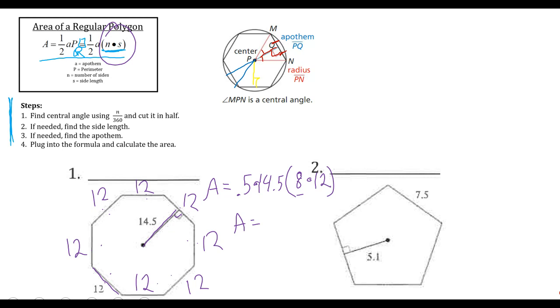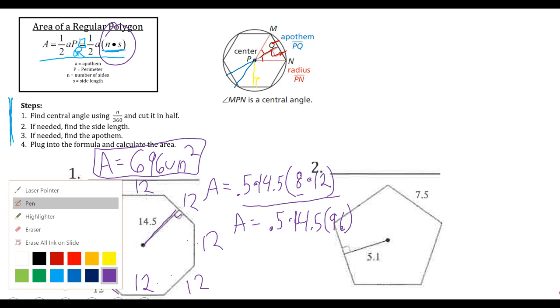Area equals all this stuff multiplied together. You could do 8 times 12 first if you really want to. It's not going to matter at the end of the day, but it's good to have good practice. Do the stuff inside the parentheses first. The stuff inside the parentheses was 96. Now punch all that in: 0.5 times 14.5 times 96 equals. You should have got your area equals 696 units squared. Nice.